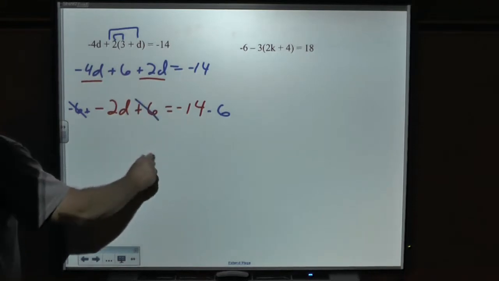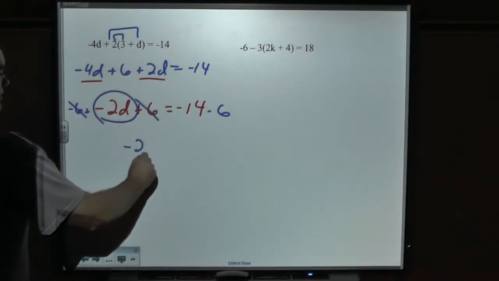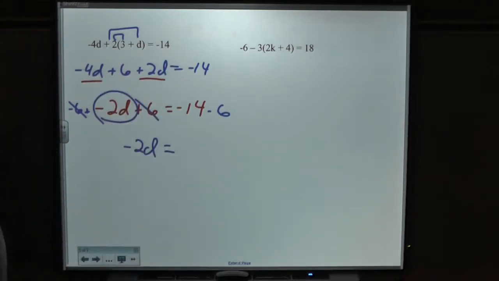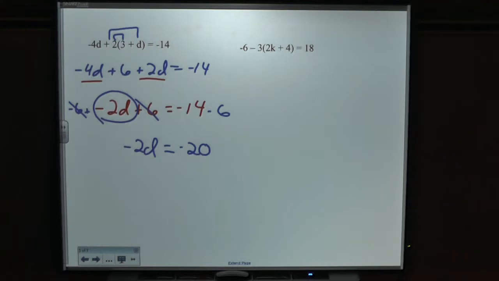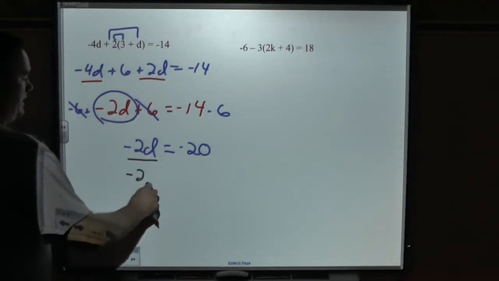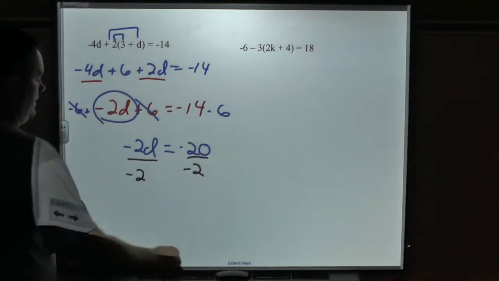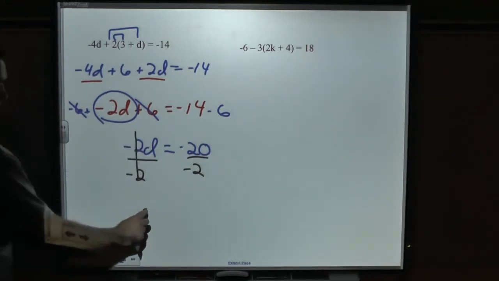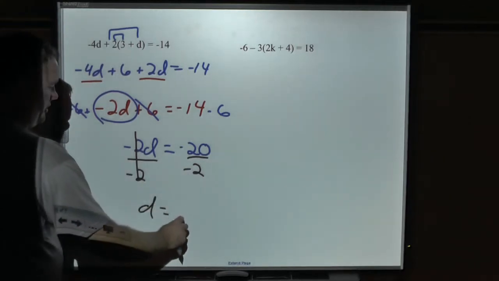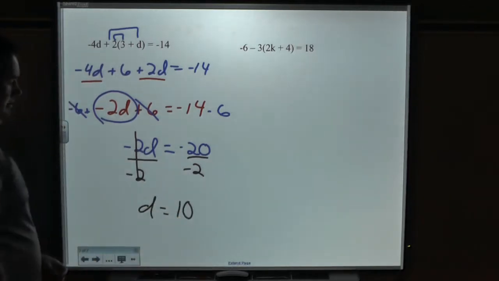Negative 6 and 6 is 0. What you have left is that negative 2d. On the other side, you've got negative 14 minus 6, which is negative 20. Back down to a 1-step equation. So at this point, divide both sides by the coefficient in front of that d. Negative 2d and negative 2d, divide those, you get 1d. And then negative 20 divided by negative 2 is 10. D is equal to 10 in this problem that we have here.